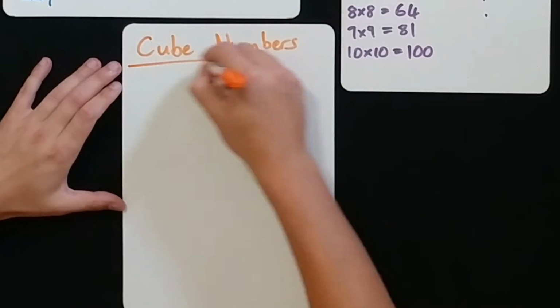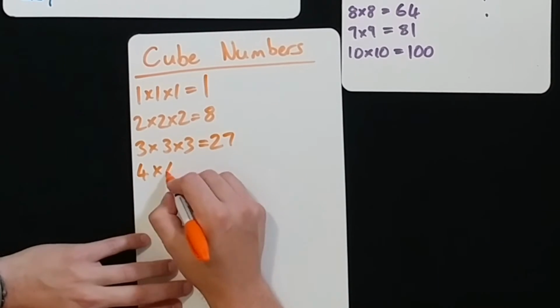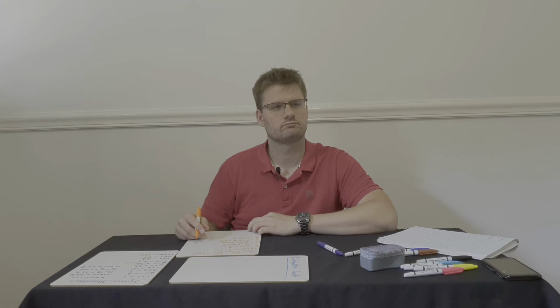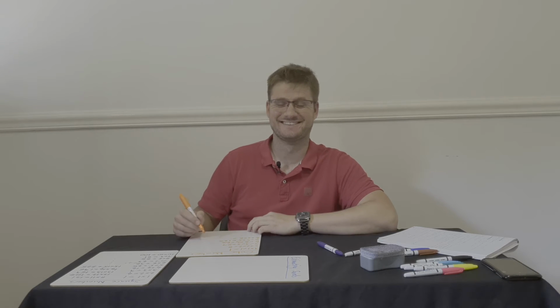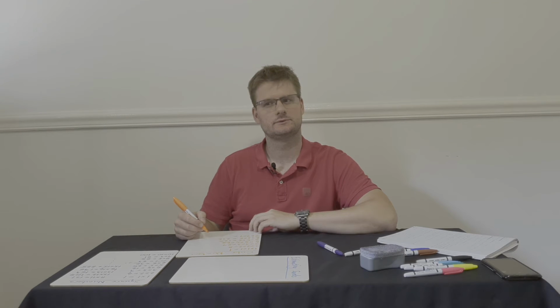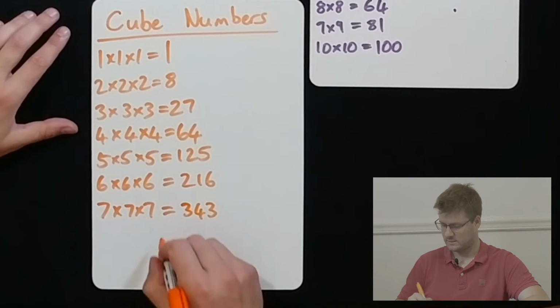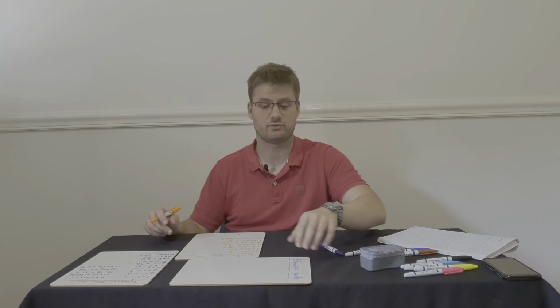Let's try a cube example. The first thing we're going to do is set up a cube numbers list for ourselves if we don't already know them. What's 6 times 6 times 6? It's 36 times 6. That's correct. 216. What's 49 times 7? So 7 cubed is 343. Okay, and this list could go on depending on what range your values are in.